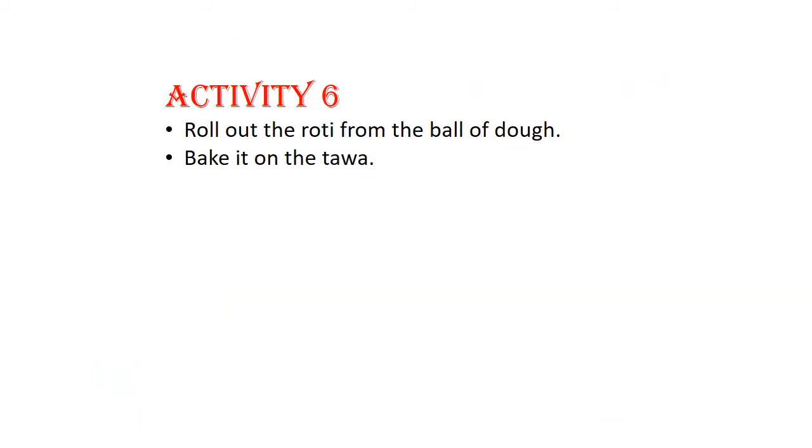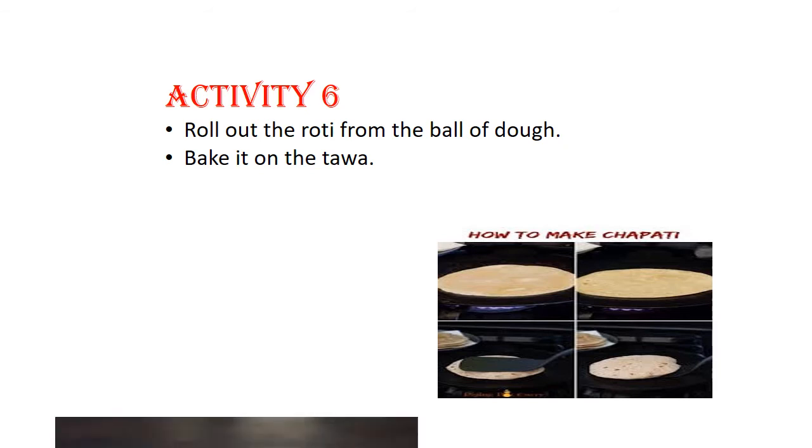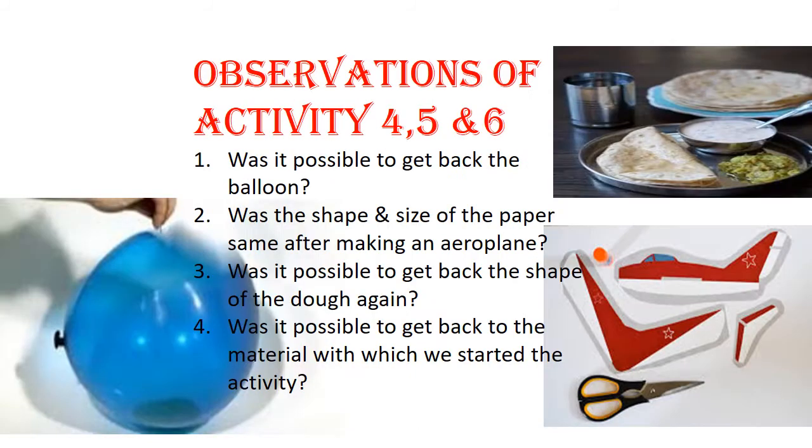Activity 6. What you do? You roll out the roti from the ball of dough. Okay. Then what you do? You put it on the tawa and you heat it, right? Then what you get? You get tasty chapatis. But can you get the dough back from this chapati? Can you make the dough? No, this is not possible, right?